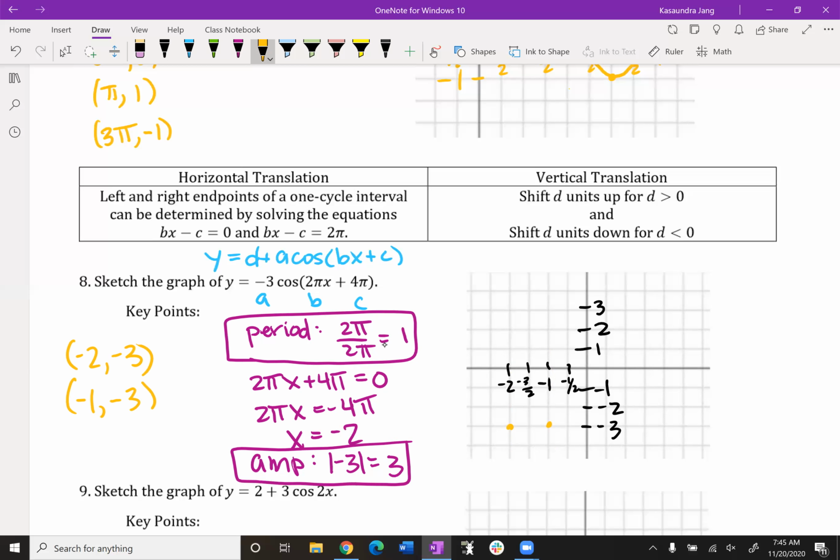And then in the middle of those, I should hit my maximum, which is the highest y value at +3. So I think at the -3/2 x value, I hit the y value of +3. And then as far as my x-intercepts go, my x-intercepts are not going to be all that pretty here.